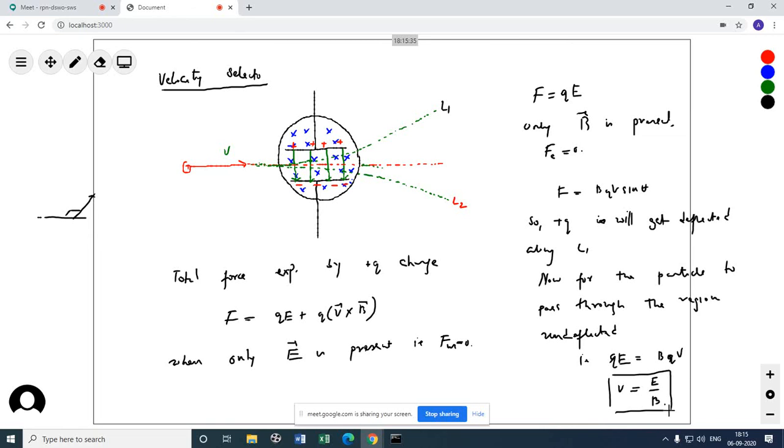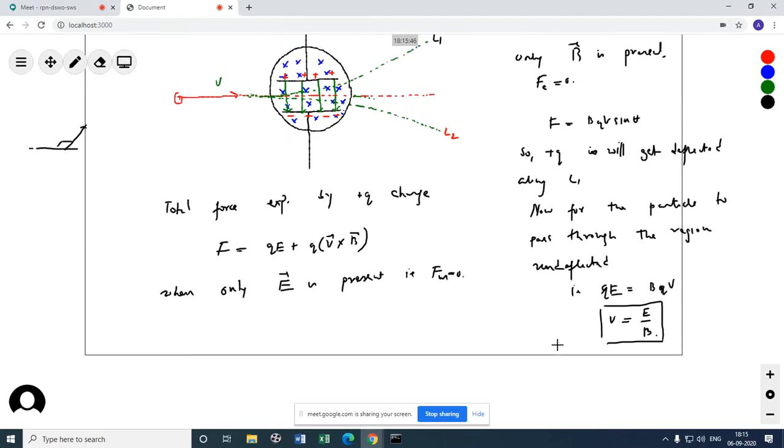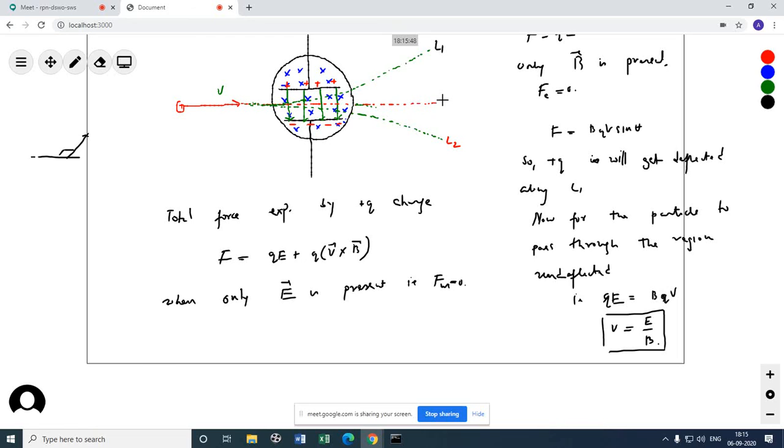So when the velocity of the charged particle is in this ratio, it will pass through the region undeflected and follow along which path? Let me name this as L. Normal, straight on. So it will follow along L. Clear? Yes, sir. This concept is called the velocity selector. Okay? Got it?